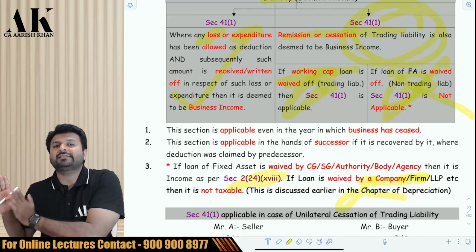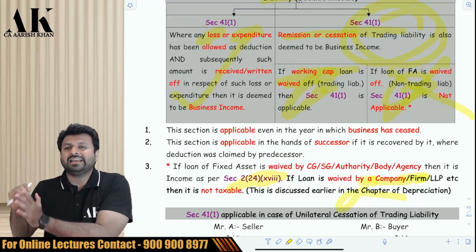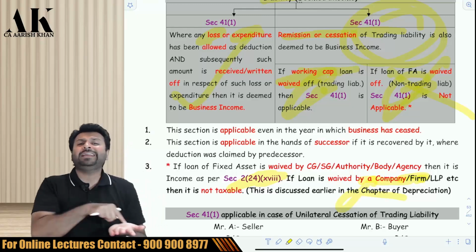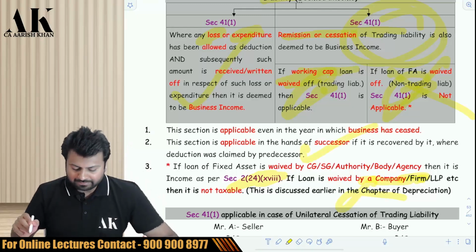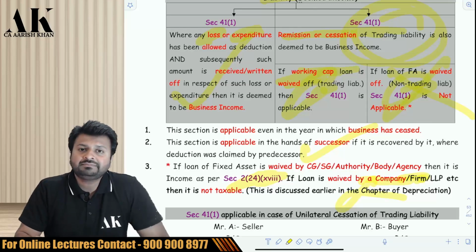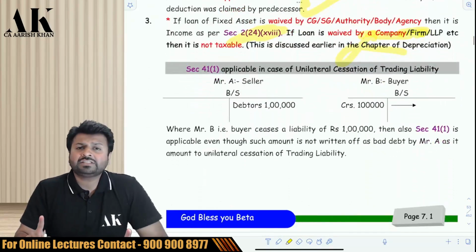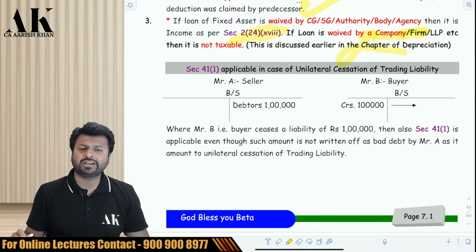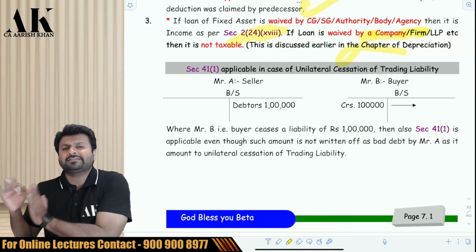Example, if the predecessor is there, amalgamating company has incurred the expenditure and the expenditure is recovered by the amalgamated company, then it is taxable in the hands of the amalgamated company as per this particular clause. Clear? Further, section 41.1 is also applicable in case of unilateral cessation of trading liability. What do you mean by unilateral cessation of trading liability? Unilateral means one-sided cessation of trading liability.